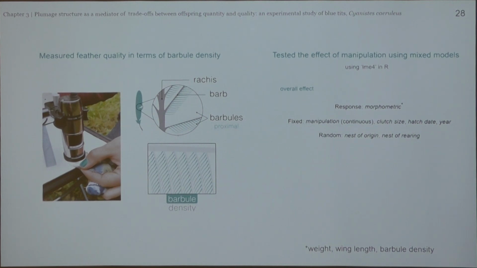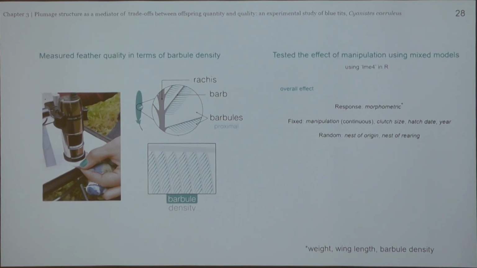So I fitted weight, wing length, and barbule density separately. And as fixed effects, I included the manipulation as a continuous variable in terms of the actual number of chicks that the brood size was manipulated by, as well as clutch size as a measure of the original parental investment, and hatch date, because we see every year that the later it gets in the season, the worse quality the chicks become, so it has a significant effect on their well-being.